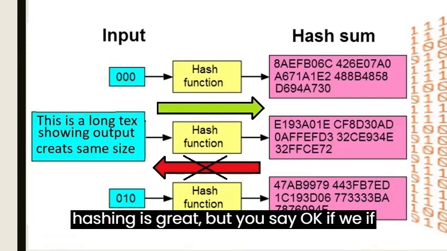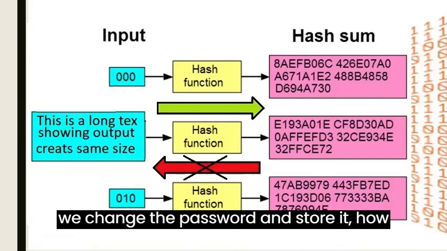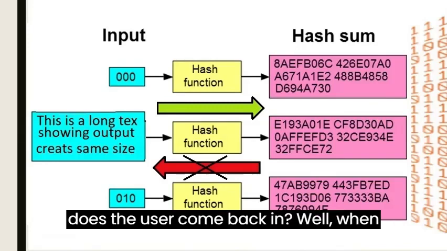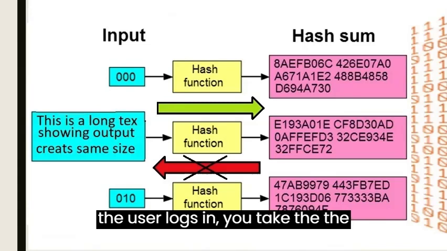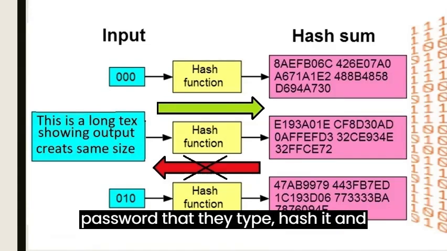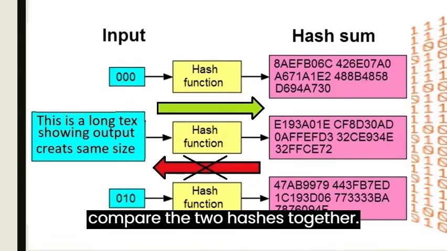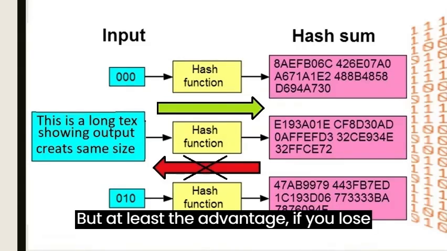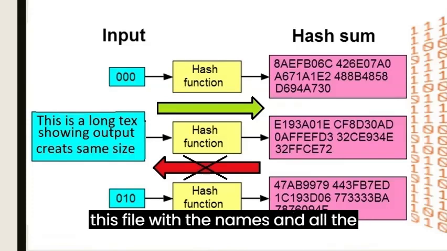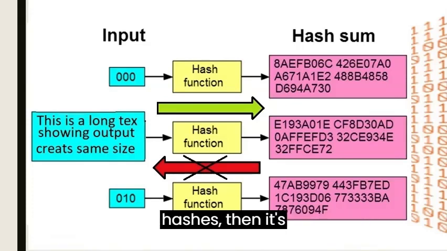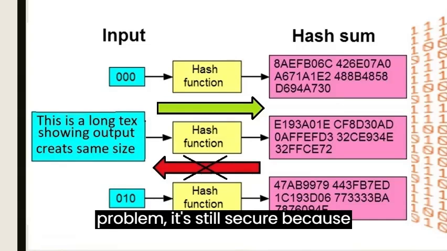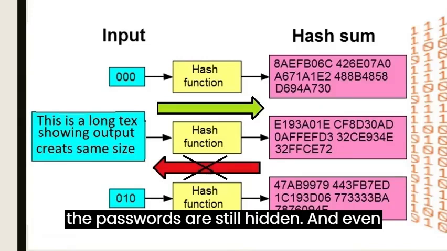So hashing is great. But you say, okay, if we change the password and store it, how does the user come back in? Well, when the user logs in, you take the password that they type, hash it, and compare the two hashes together. And the advantage is, if you lose this file with the names and all the hashes, it's not a big problem. It's still secure because the passwords are still hidden.